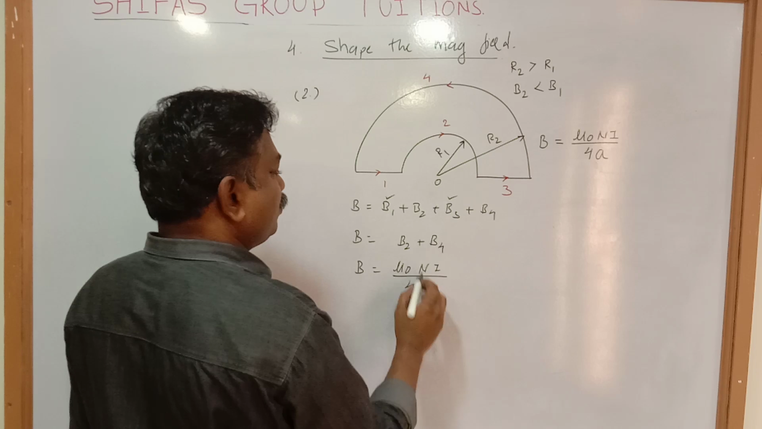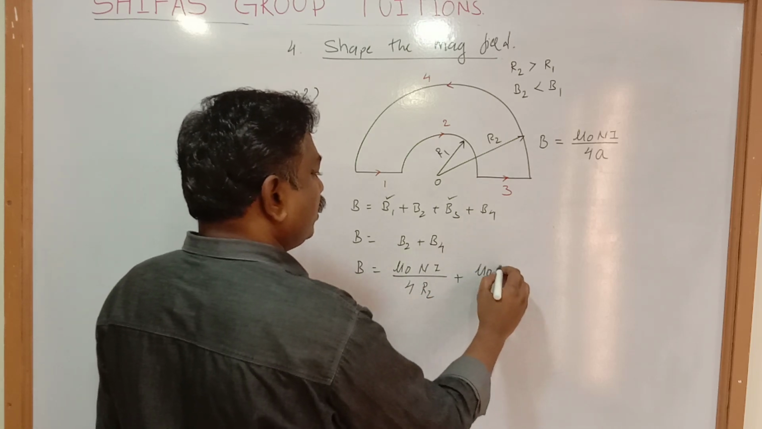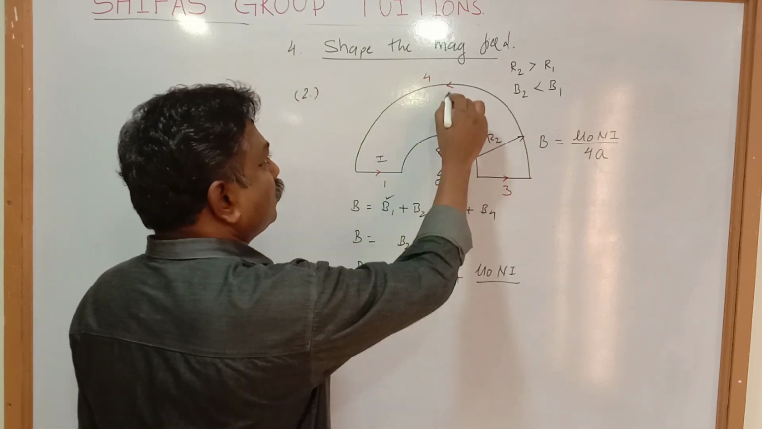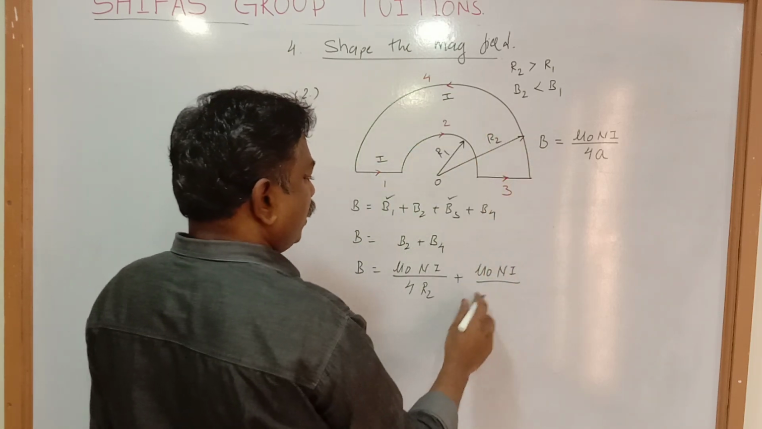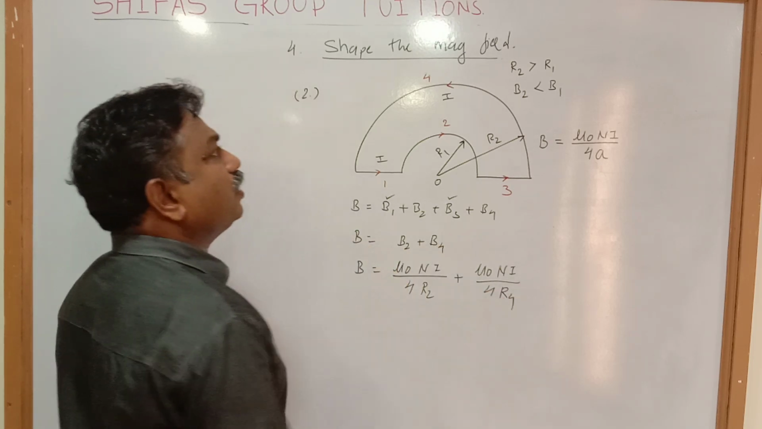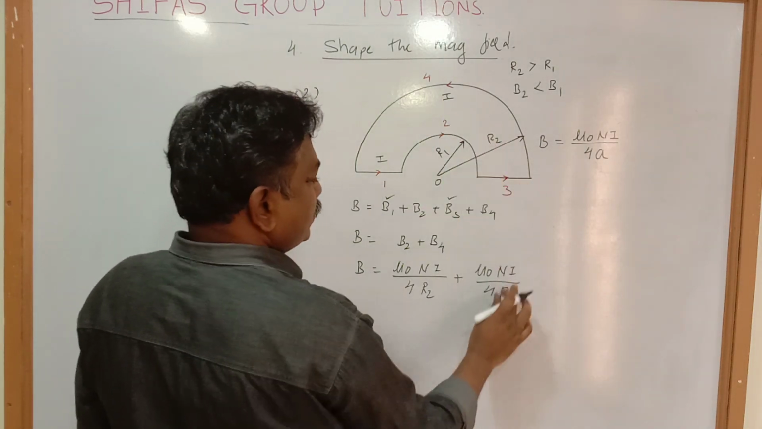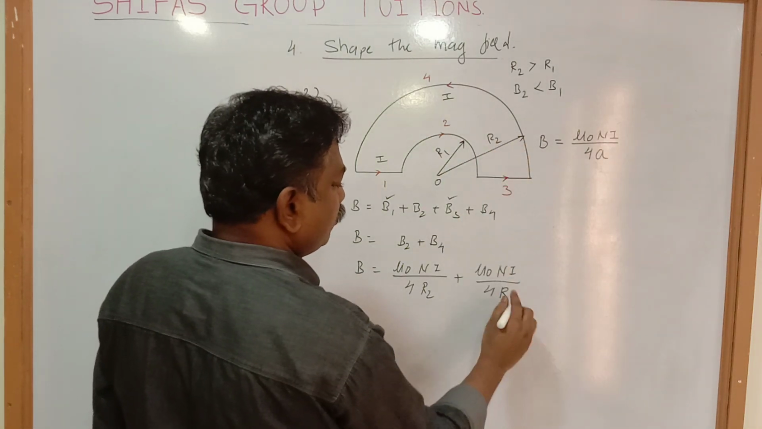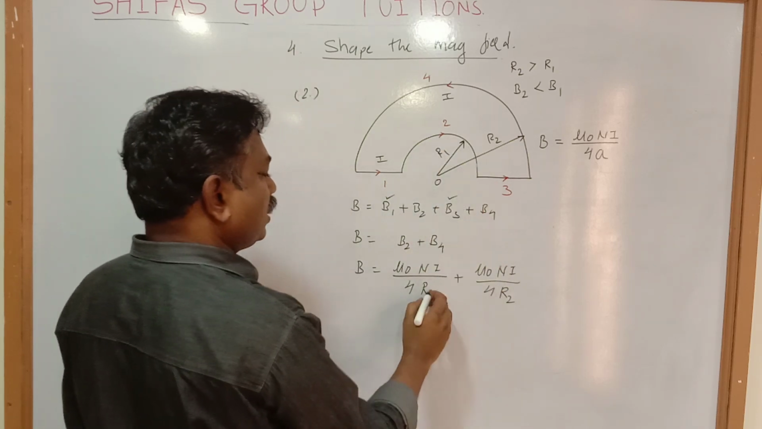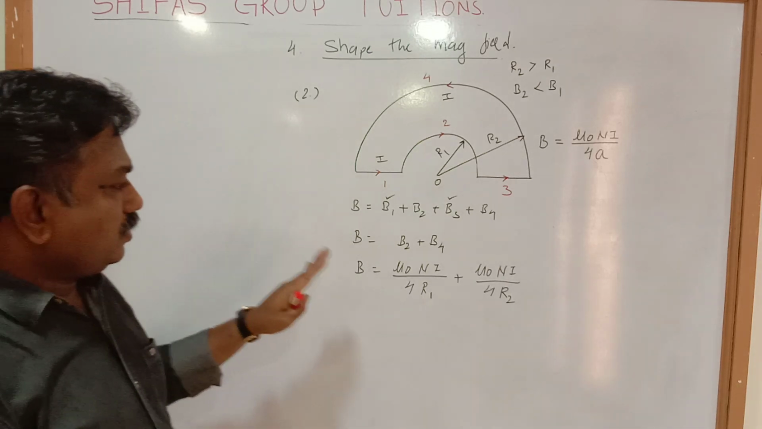So mu naught Ni upon 4 times R2, plus mu naught Ni, because the current is the same in both cases, upon 4 times R1. Here the radius is R2, so I will take R2, and this is R1, so I will take R1. So fine, this is the formula.